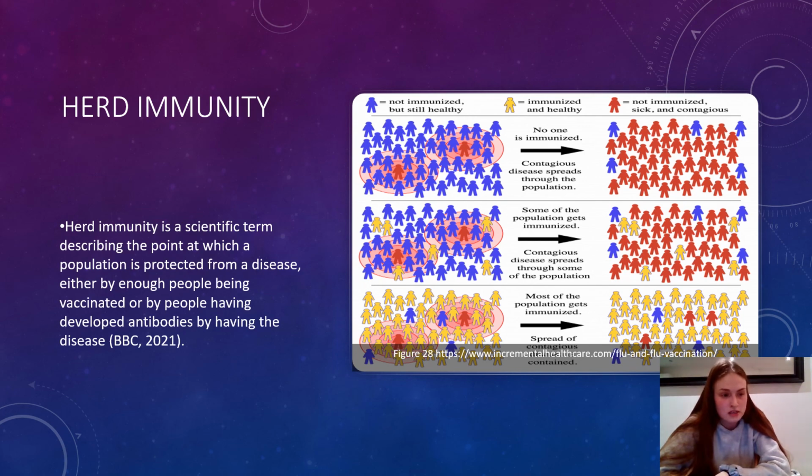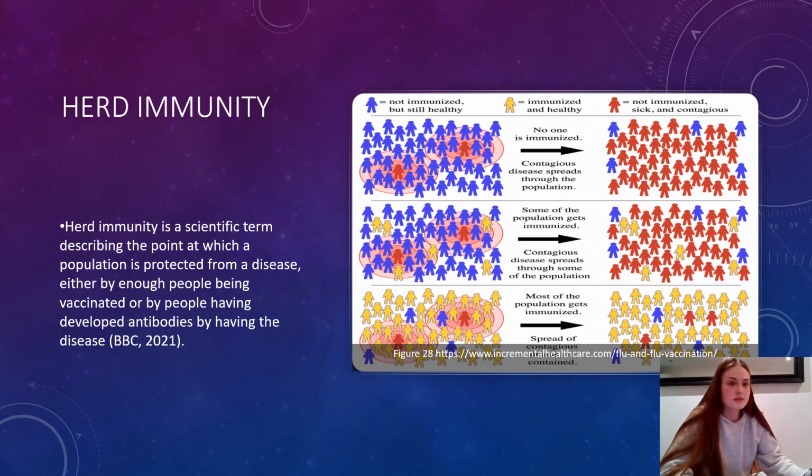Some infections and illnesses can be effectively controlled through herd immunity. In a specific population, it is especially important for safeguarding those who cannot be vaccinated, such as children who are too young to be vaccinated, or even older vulnerable people.